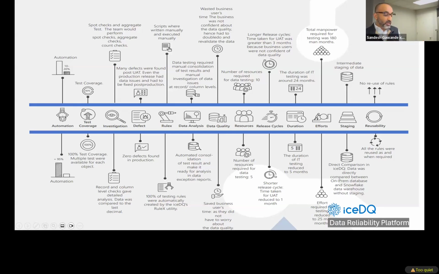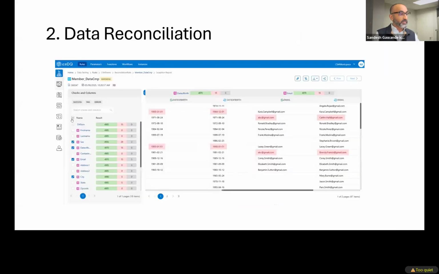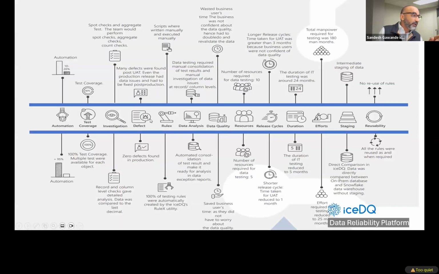Investigation, right? So now, as you saw in the previous, not only do I get, hey, there is a problem in the data, I get to know exactly which table, record, column level I have a problem. Then there is, of course, recording of defects, that you can record all the defects. You can automate, because a product like IceDQ, if you tell it this is the old system, this is the new system, it can actually automatically create the rules to test your system. You can also look at it helps in data analysis, data quality, and the number of resources, of course, has to reduce with automation. Release cycle, right?